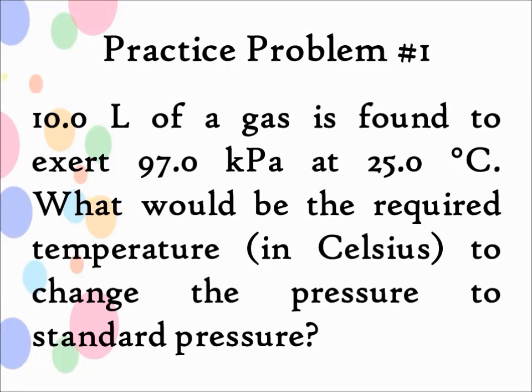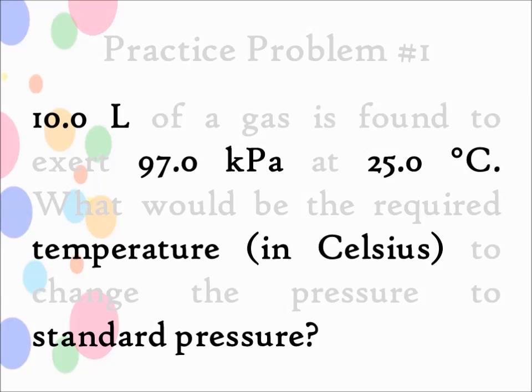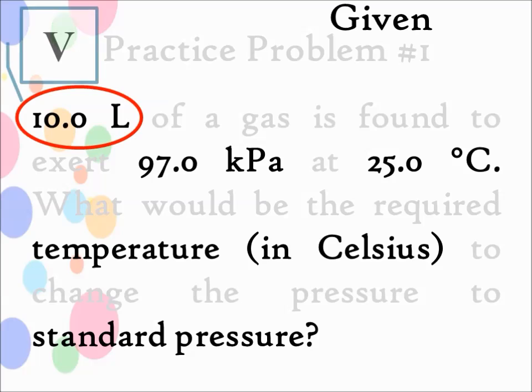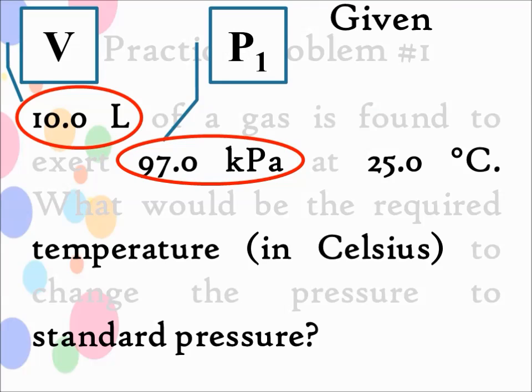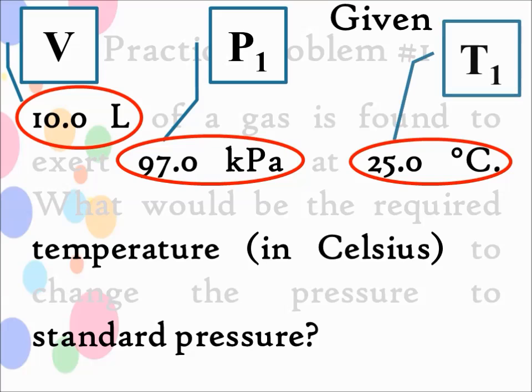So, first, we have to identify, as usual, our given. So, what are our given quantities or values? We have here pressure 1, which is 97.0 kilopascal. Temperature 1, which is 25.0 degrees Celsius. And that's it. No other numerical given.